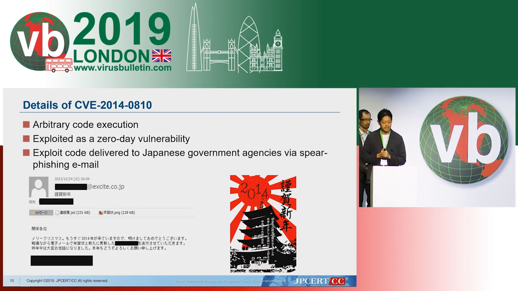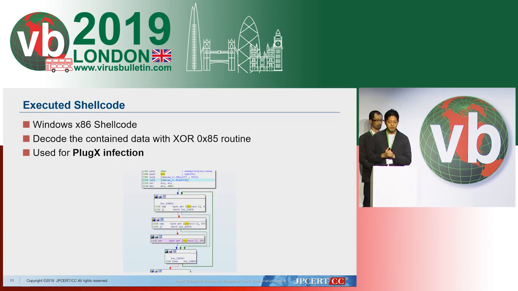In this case, the attacker sends a decoy Sasrow document with a zero-day exploit via spear phishing email. The arbitrary code executed by the zero-day exploit was a very simple Windows shellcode with an XOR decode routine. This shellcode simply decodes encoded data embedded in the Sasrow document, and the encoded data was PlugX, which was executed after the user opened the decoy file with the Sasrow application.